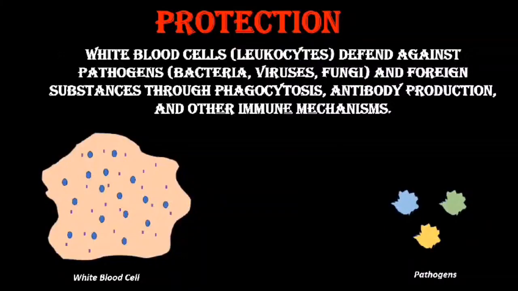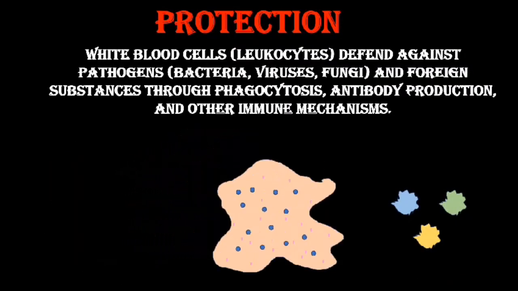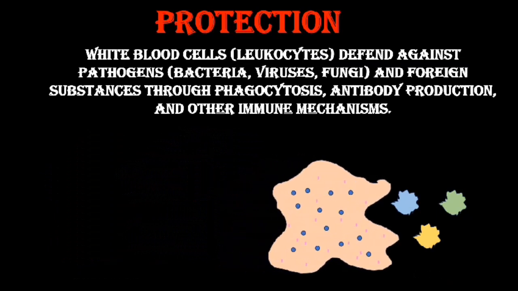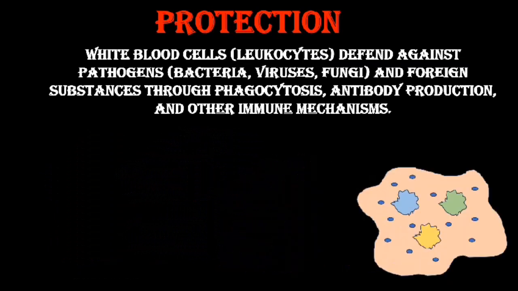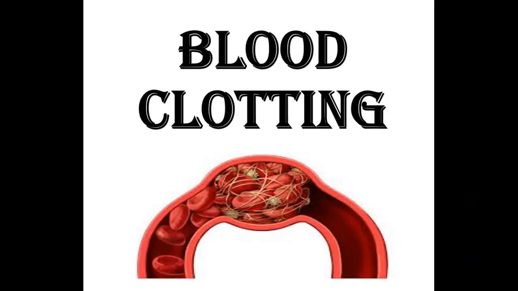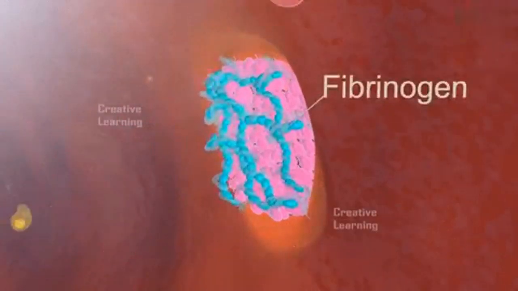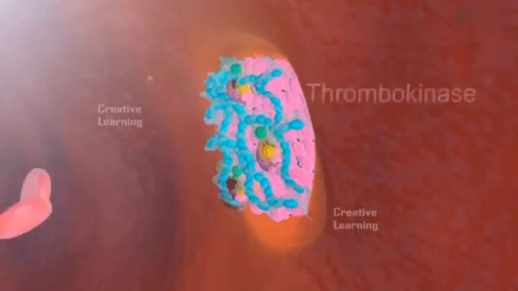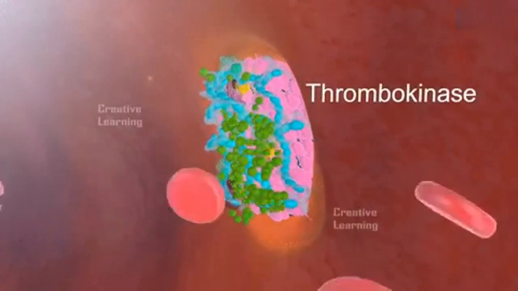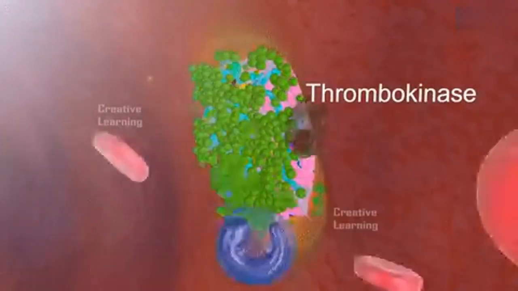Protection. Immune response. White blood cells, that is leukocytes, defend against pathogens like bacteria, viruses, fungi, and foreign substances through phagocytosis, antibody production, and other immune mechanisms. Blood clotting. Platelets and clotting factors in plasma form clots to seal off injured blood vessels, preventing excessive bleeding and promoting wound healing. Double circulation.